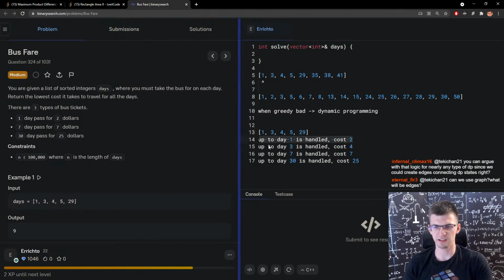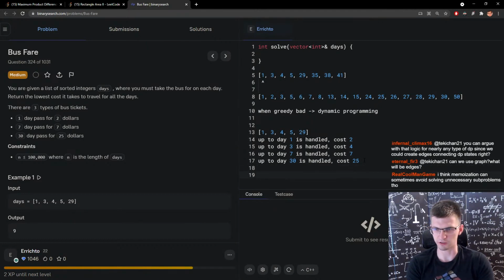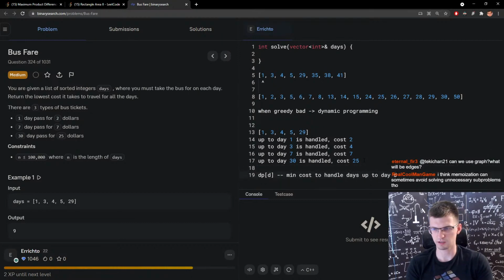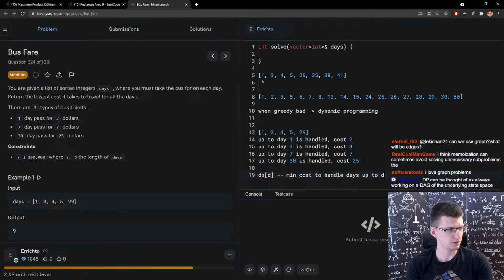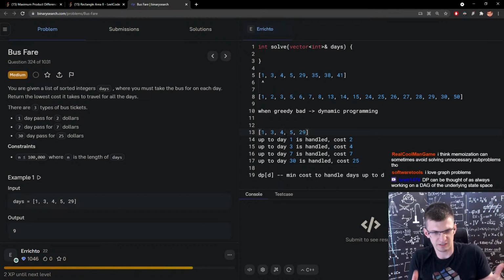And this line can be written shorter, obviously. DP up to D, let's say this is the minimum cost to handle days up to day D. Once we decide about some passes for a prefix of this sequence, we handled some prefix, and there is a cost that we minimize.